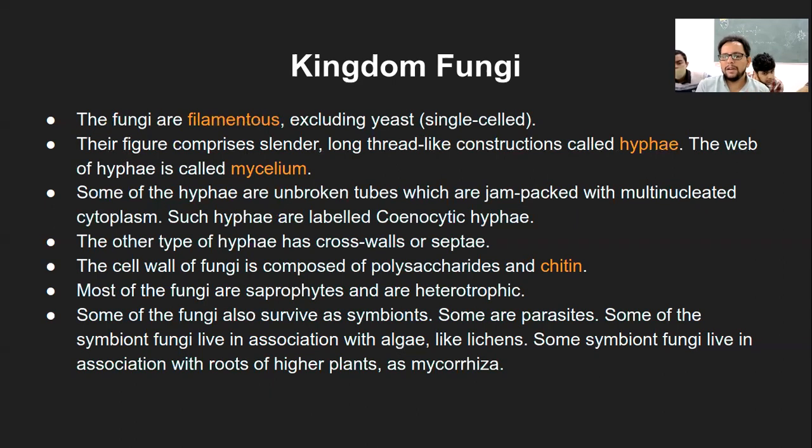The cell wall consists of chitin, which is a type of polysaccharide. In terms of yeast, that is the only unicellular type of fungi, and it grows by a budding mechanism, which is bud formation. Some of the fungi in symbiosis with algae are called lichens, and the fungi in symbiosis with the roots of the higher plants are mycorrhizae. So that is a quick summary of the whole kingdom fungi.